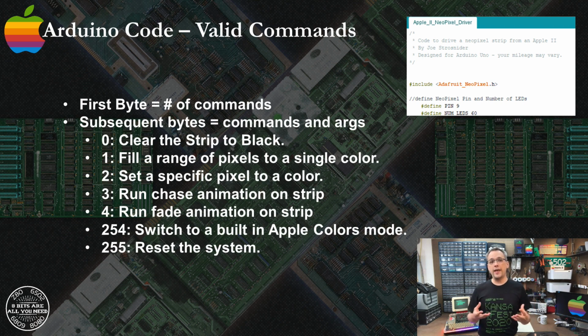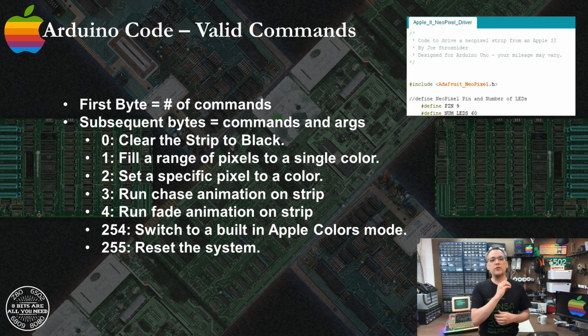Now let's talk about the commands that the Arduino is programmed to understand. The beginning of a command stream is a single byte that equals the total number of commands being sent to the Arduino. After that, each command value is a single byte, followed by a series of argument bytes depending on the command itself. The commands that the Arduino understands are thus: 0, meaning clear the strip to all black, or turn all the LEDs off.